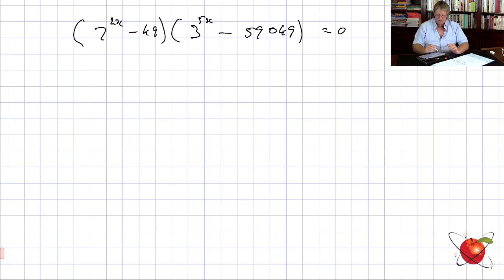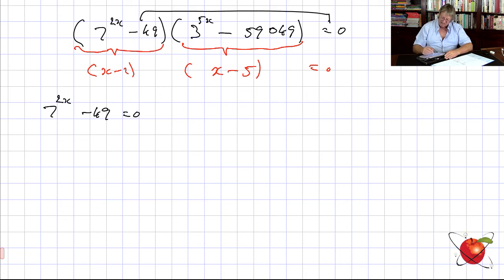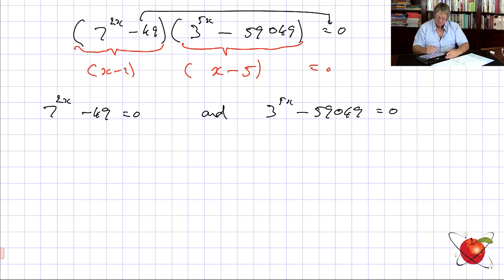Actually, all you do is you say, but hang on, they have factorized it for me. Can you see? I have got 2 brackets here. What do we do if this was x minus 2 and another bracket x minus 5 equals 0? We put each one equal to 0. You do exactly the same here. Why do anything different? We would then say 7 to the power of 2x minus 49 equals 0, bracket 1, and 3 to the power of 5x minus 59,049 equals 0. And then solve it normally.